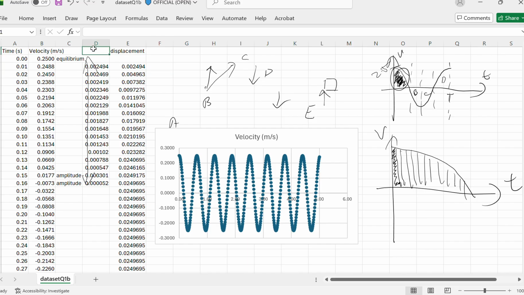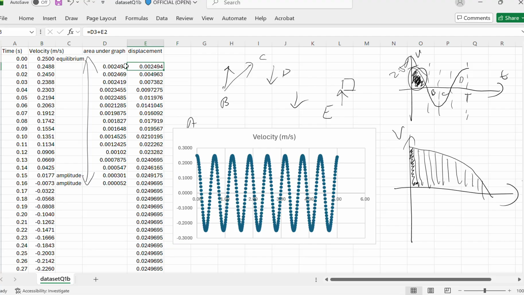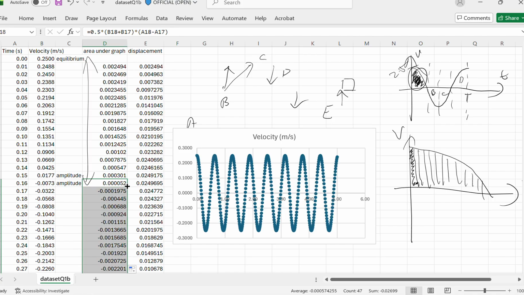Okay, so this is area under graph, area under graph, and this is displacement. So displacement is the sum of this one plus this one. You look at this one, it will be the sum of this one plus this one, and so on and so forth. So this becomes the cumulative area. Then you can see it peak out here. This one you can double click to keep it going all the way.